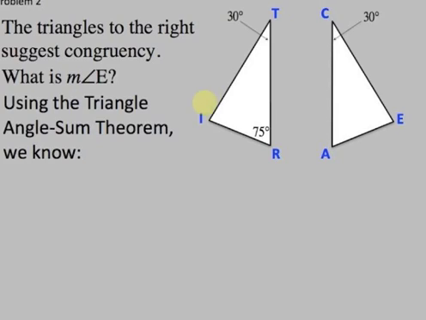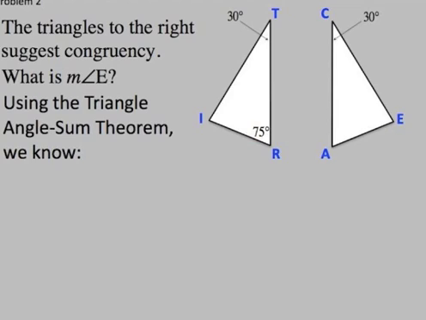We have triangle ITR and triangle ECA. And we need to figure out what the measure of this angle right here is, the measure of angle E. The first thing that we're going to do is develop a plan to figure out what the measure of this angle, angle E, is. We know two angle measures in triangle ITR. We know that the measure of angle T is 30 and the measure of angle R is 75.